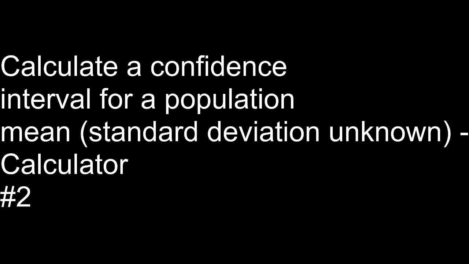This video is on the objective: calculate a confidence interval for a population mean with the population standard deviation unknown. Sigma is unknown here, so we're working with the student's t distribution, t scores instead of the standard normal z scores.